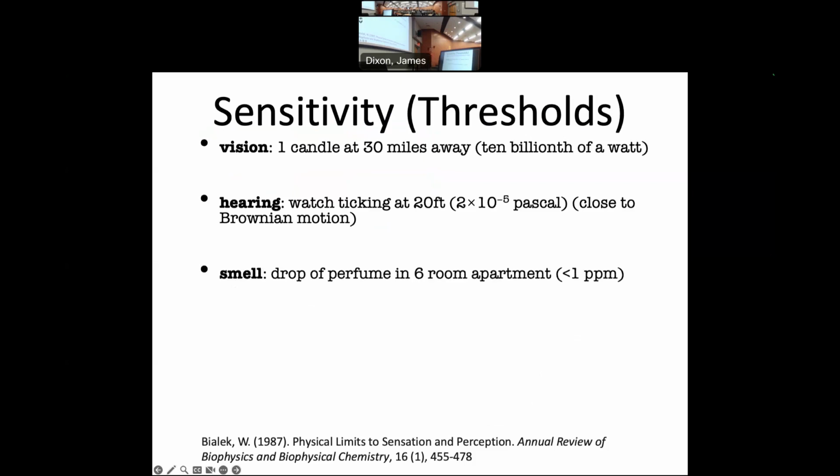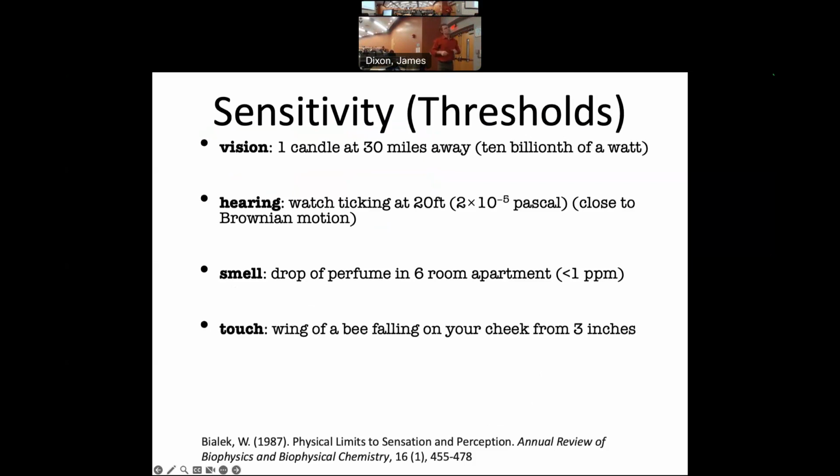Your sense of smell, not very well studied. So if you wanted to get into psychology and make your name, you could be the smell person. You might want to be careful with how you market that. Not that no one has done it, but compared to the auditory system and the visual system, the olfactory system, hardly touched at all. So this is a little bit romantic. A drop of perfume in a 6-room apartment, single drop you can smell. And that, of course, has a physical measurement, which is in parts per million.